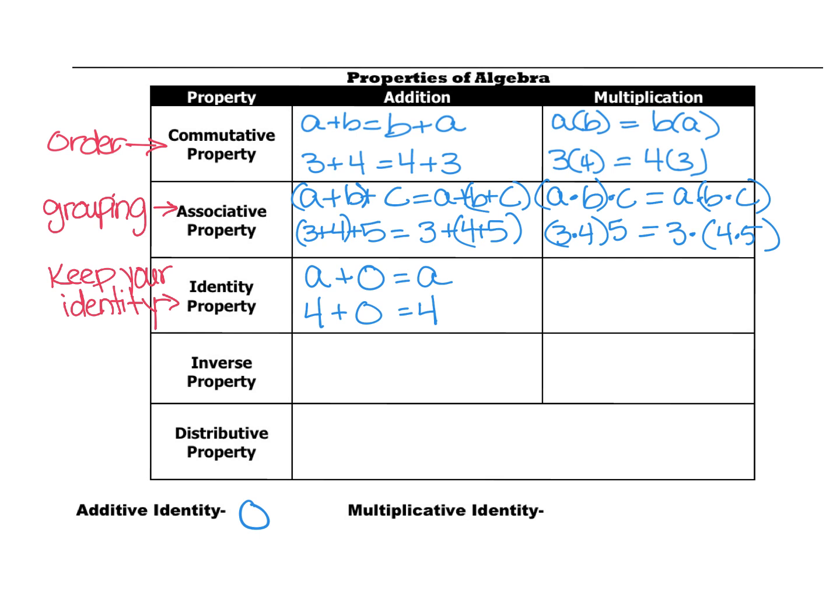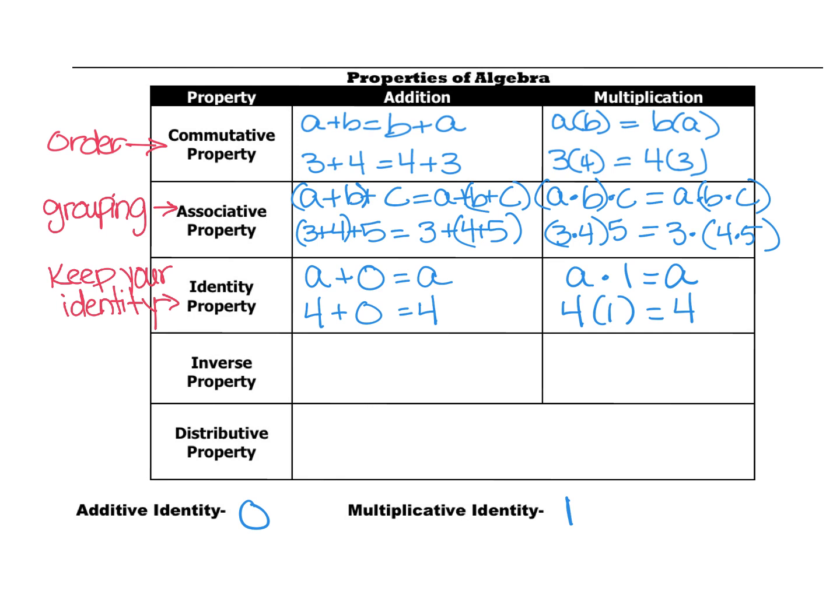All right, so let's take a look at what it looks like for multiplication. So let's think about what you could multiply by yourself to stay yourself. So if you're a 4 and you want to stay a 4, you would multiply yourself times 1. So we say a times 1 is equal to a, or we could have 4 times 1 is equal to 4. And so the multiplicative identity, because you've multiplied yourself to stay yourself, that's going to be equal to 1.